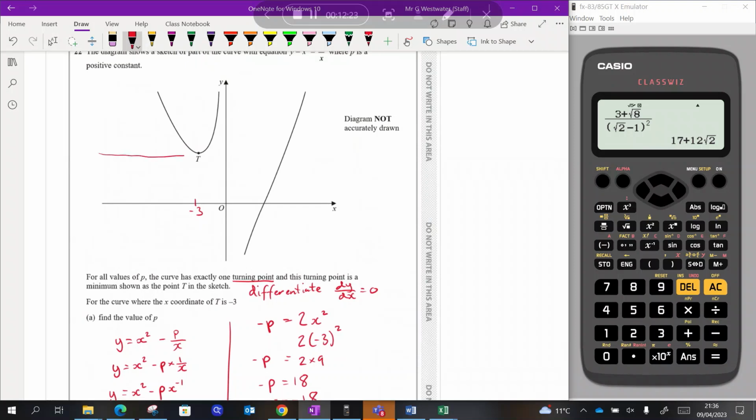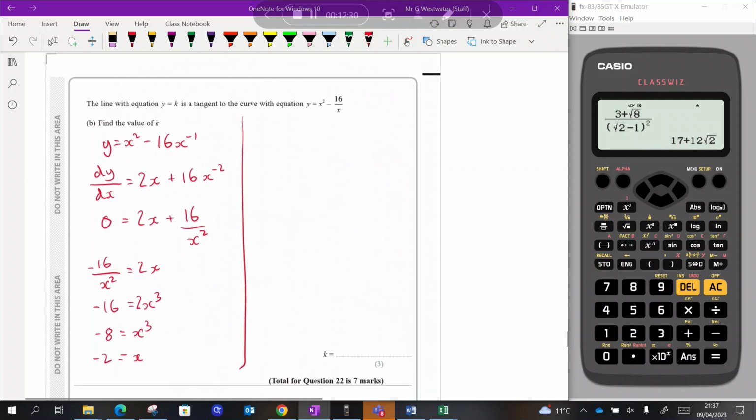We want the line of y equals something here, so we actually are interested in the minimum point, the y value. So I'm going to substitute in minus 2 into the original equation, y equals minus 2 squared, minus 16 over minus 2, which is going to be 4, and then 16 over 2 is 8, but we've got two negatives, so plus 8, which is 12. So k equals 12. Okay?